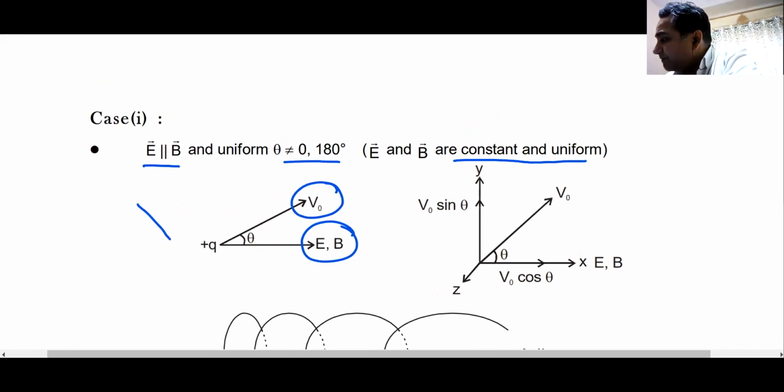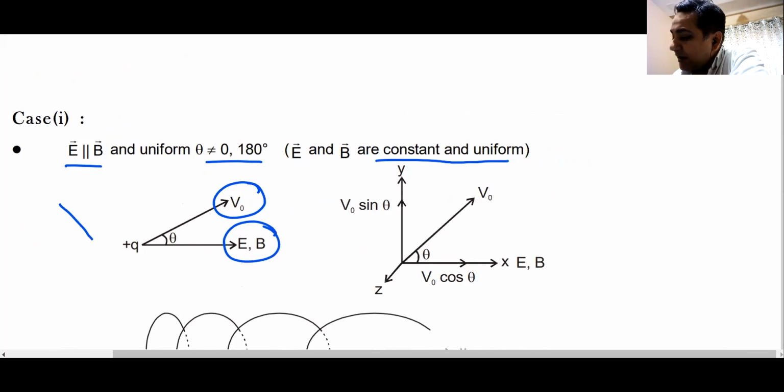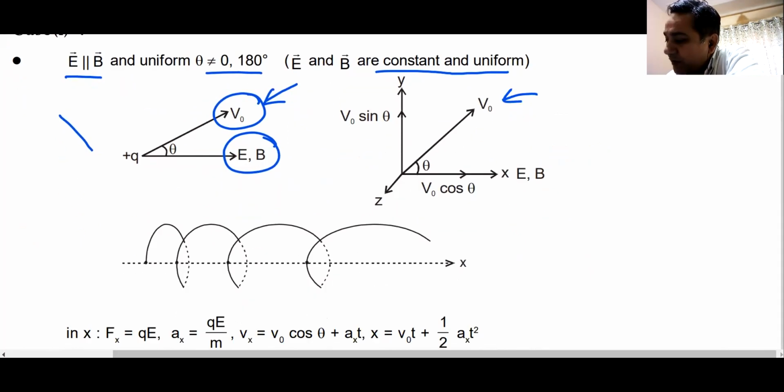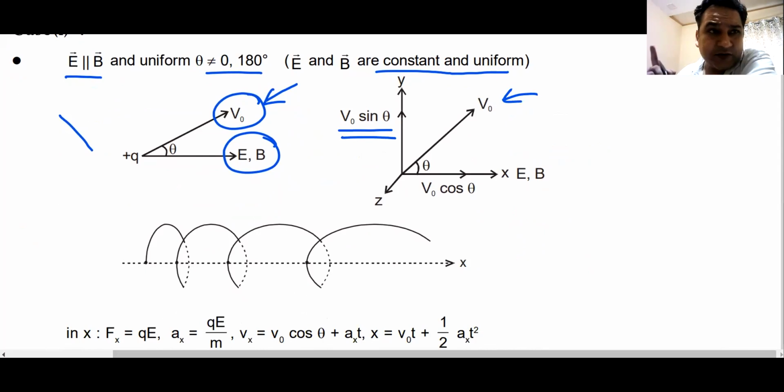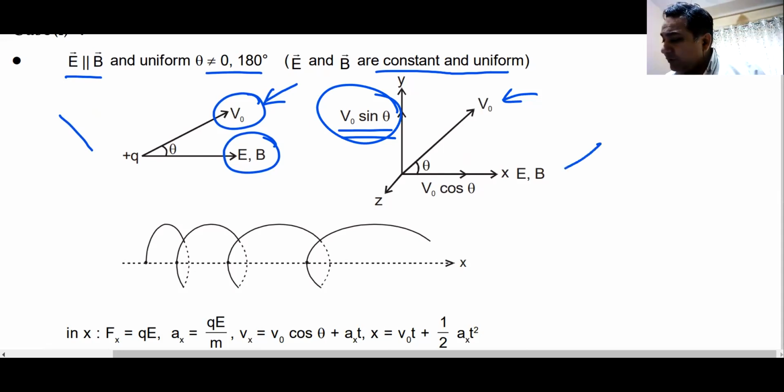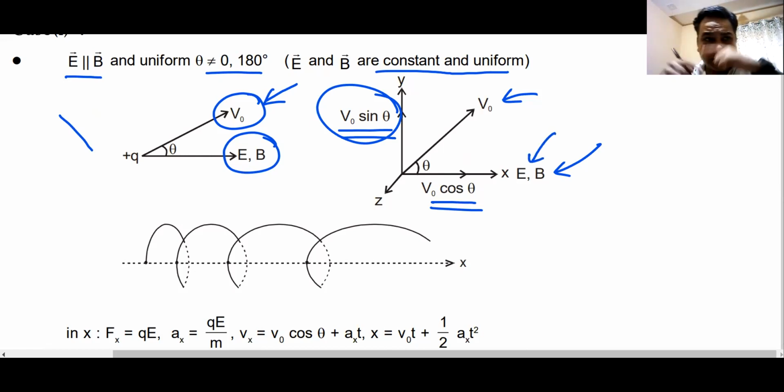This is the case where you have helix with increasing pitch. E is parallel to B and V is at an angle. Do you understand this case? So V is here, and you have two components, V sin theta and V cos theta. Nothing happens with V sin theta because that component remains fixed. Because of the V sin theta component, it is moving in a circle. Who is moving it in a circle? The magnetic field. So V sin theta remains the same. But the V cos theta component, because of the electric field, is always going to keep on increasing.